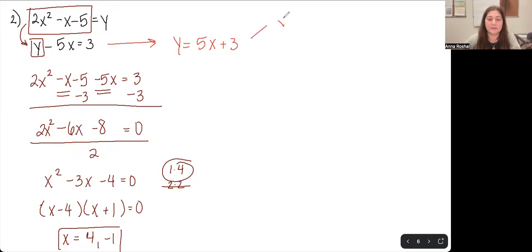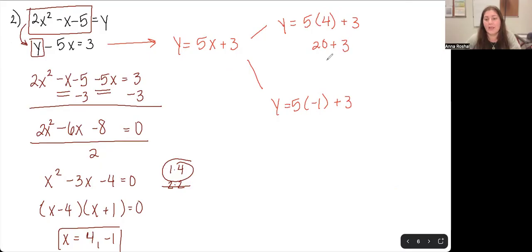So my first one, I'm going to have y equals 5 times 4 plus 3, and y equals 5 times negative 1 plus 3. So this is going to be 20 plus 3. Whoops, that's a 2. And then 23, and this is going to be negative 5 plus 3, so negative 2.